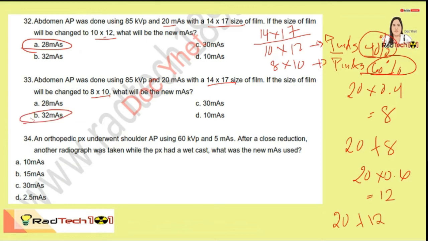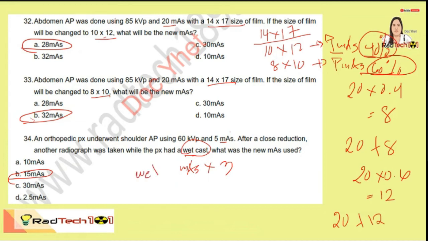Next, 34. An orthopedic patient underwent shoulder AP using 60 kVp and 5 MAS. And after a closed reduction, another radiograph was taken while the patient had a wet cast. So from 5 MAS, what will be the new MAS if the patient has a wet cast? So sa atin namang conversion factor, wet cast, usually MAS is times 3. So 5 times 3, that is 15.